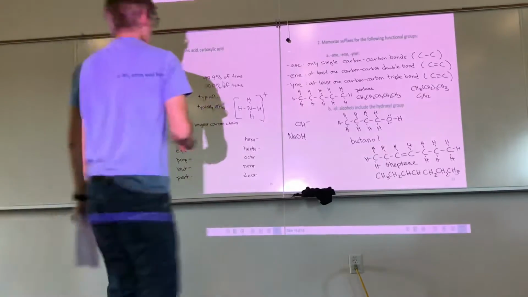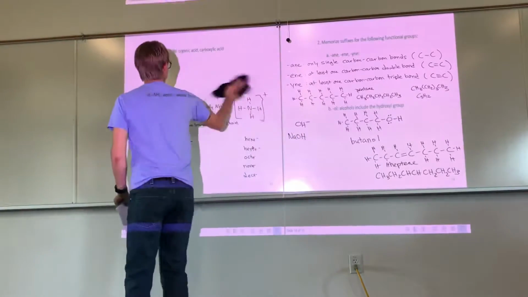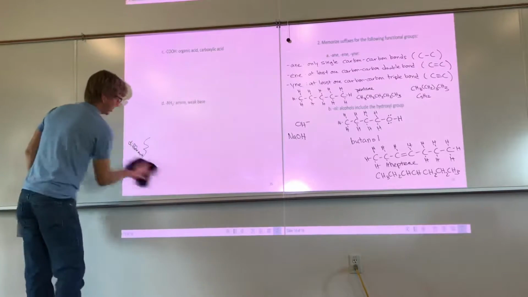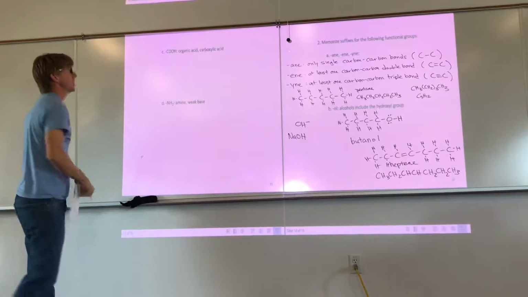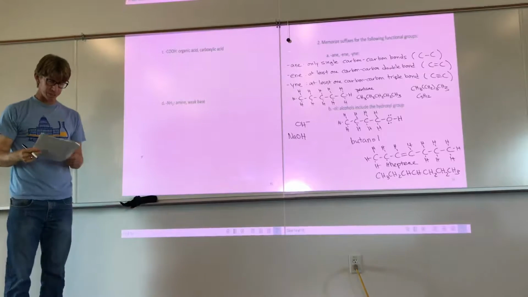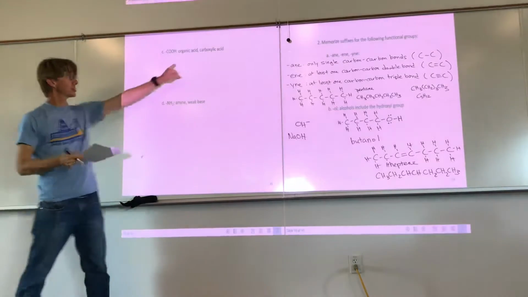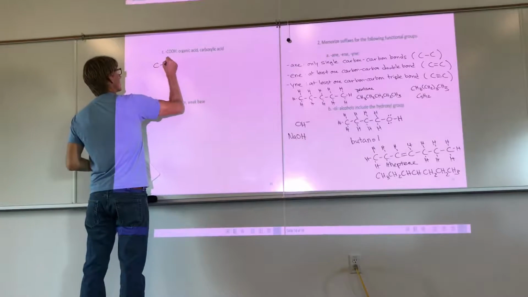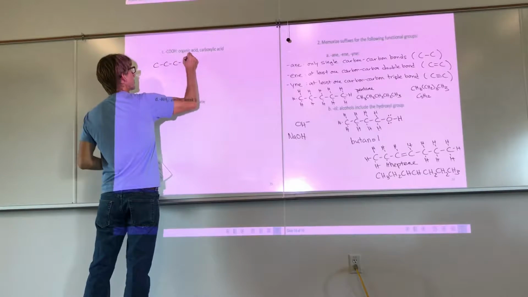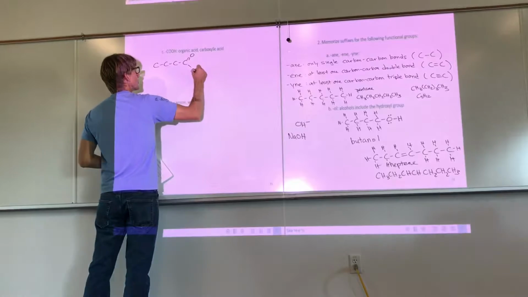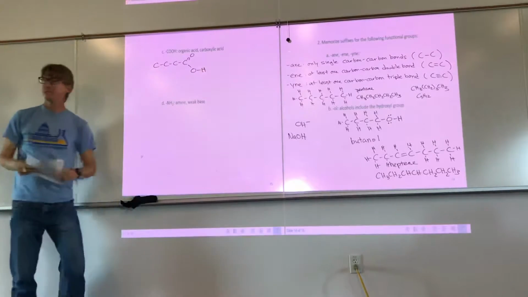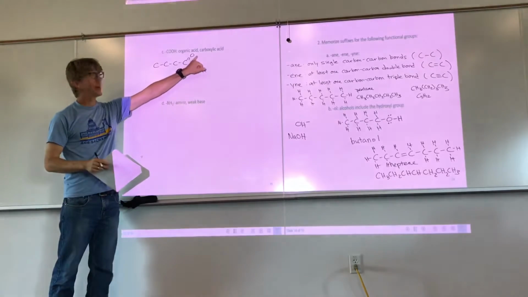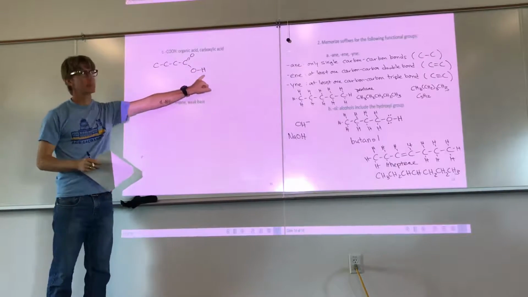A couple other ones. One we've run into already, briefly, in my previous lecture, that is the COOH group. It is for an organic acid. It is also called a carboxylic acid. The COOH group always looks like this: C with a double bond to an O and a single bond to an OH.